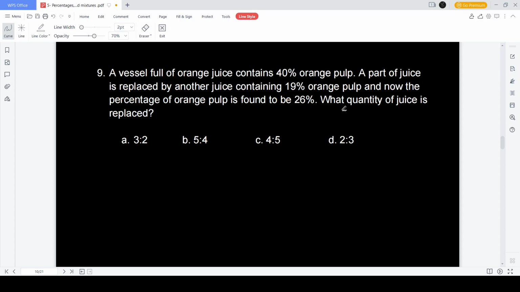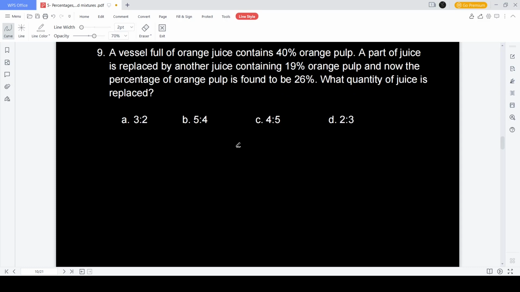Sometimes when they ask what quantity was replaced, we'll take the quantity of juice replaced as x itself, so that in the end when you find the value of x, you get the answer. You don't need to substitute it back and find something else. For simplicity, let's assume 1 liter is the total quantity of the vessel.